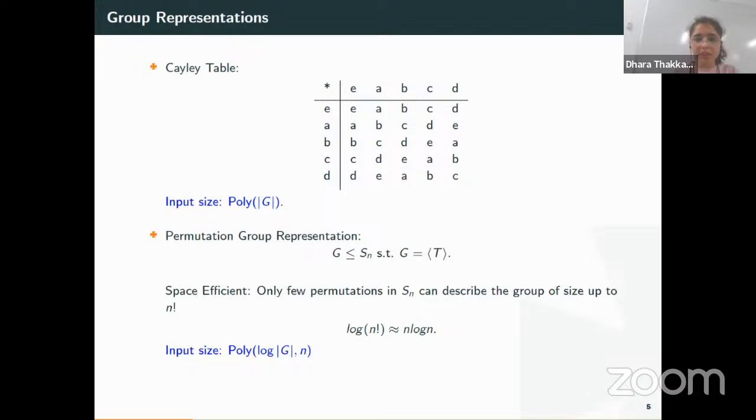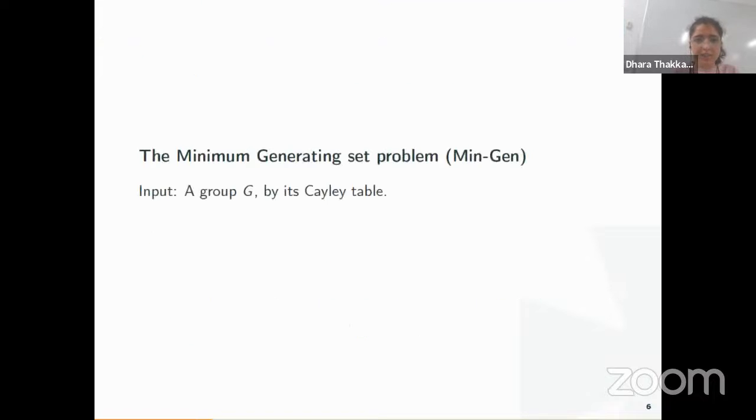So we will assume that our group G is given by its multiplication table, and let us define the problem. The minimum generating set problem is defined as follows. As an input, we are given a group G.